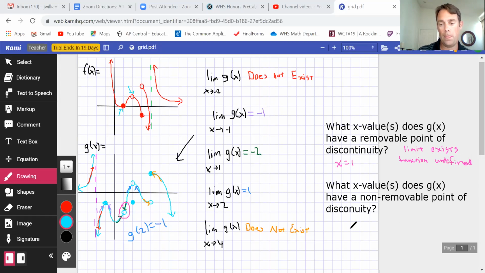Non-removable points of discontinuity. A non-removable point of discontinuity, that's when the limit does not exist. So that would be when our limit does not exist. Or when the limit exists, but the function is defined. So why don't you guys take a second there and see what values are non-removable points of discontinuity.